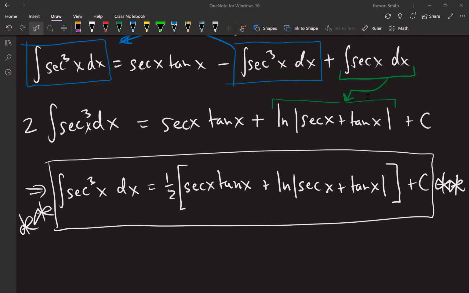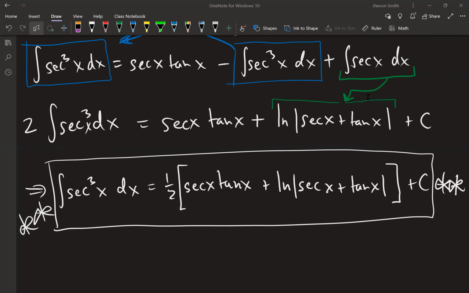A year from now, two years from now, some of you are going to be in high-level engineering classes, high-level physics classes, doing all these applications with electromagnetism and electric fields and all sorts of stuff. And every now and then, you're going to see an integral of secant cubed popping up out of nowhere. Even in calculus 2, it happens all the time. Integral of secant cubed, something you should know. It's one of those that keeps showing up. It shows up often enough for us to memorize.